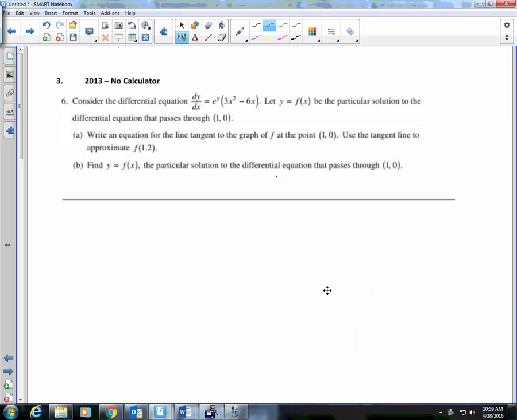Problem number 6. This is what you're supposed to work on last night. We'll see what you score. The highest score from second hour was an 8 out of 9. A couple of people got 8s.